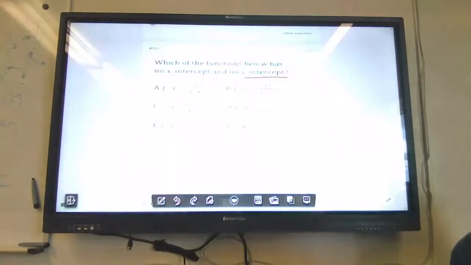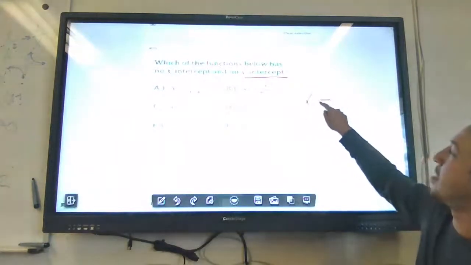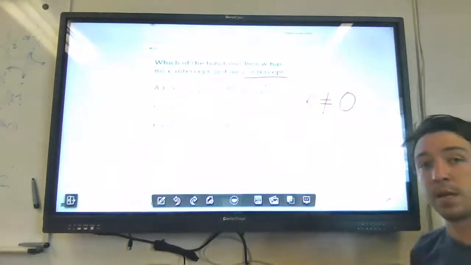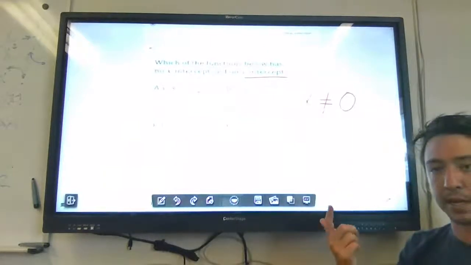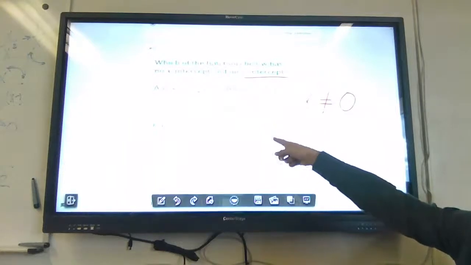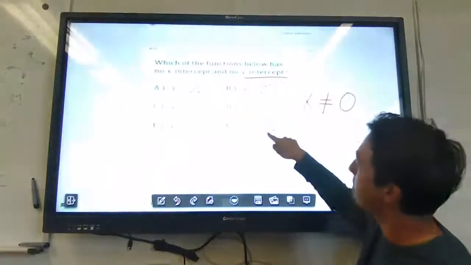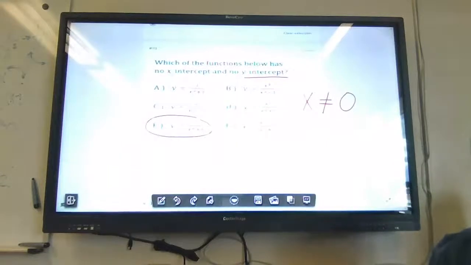And the reason is that's a weird function. If you don't have a y-intercept, that means your x value isn't allowed to be what number? 0, right? Because that's how you find a y-intercept. You plug in 0. So if you don't have a y-intercept, then x wasn't allowed to be 0. So only one of these, pretty clearly. Can I plug in 0? Can I plug in 0? Can I plug in 0? Only E, you cannot plug in 0. Okay?